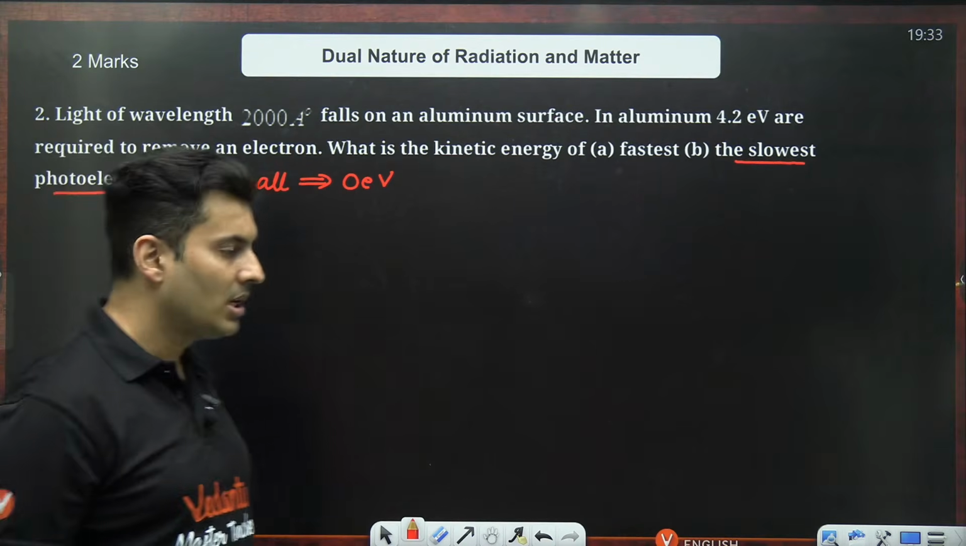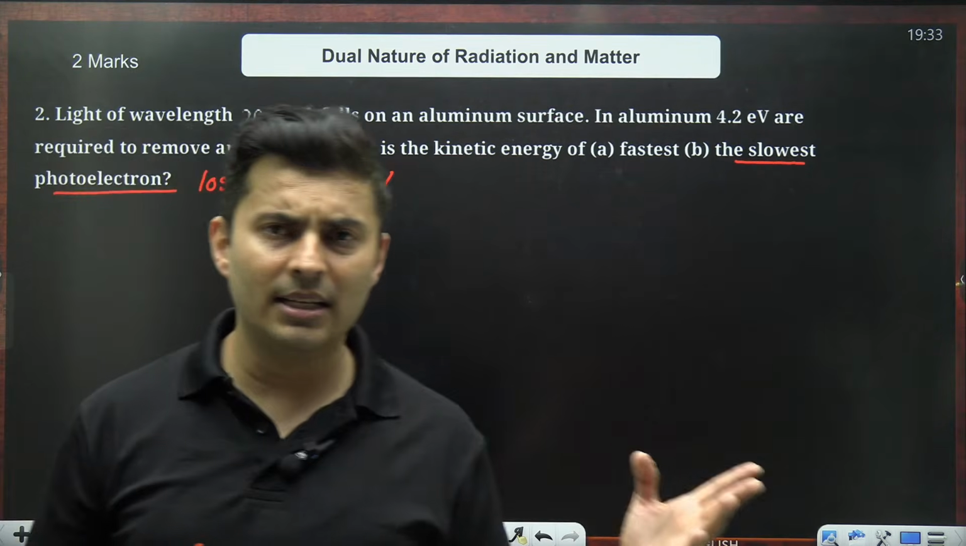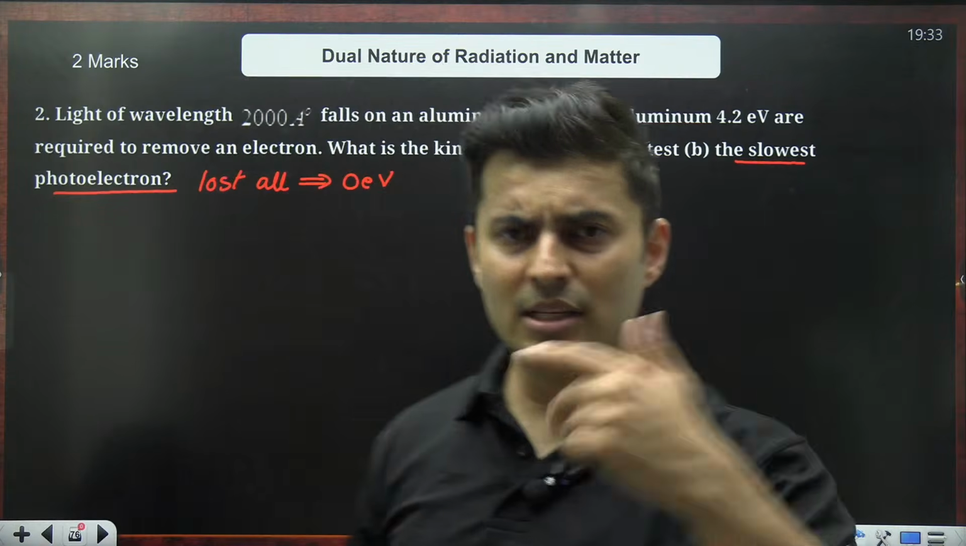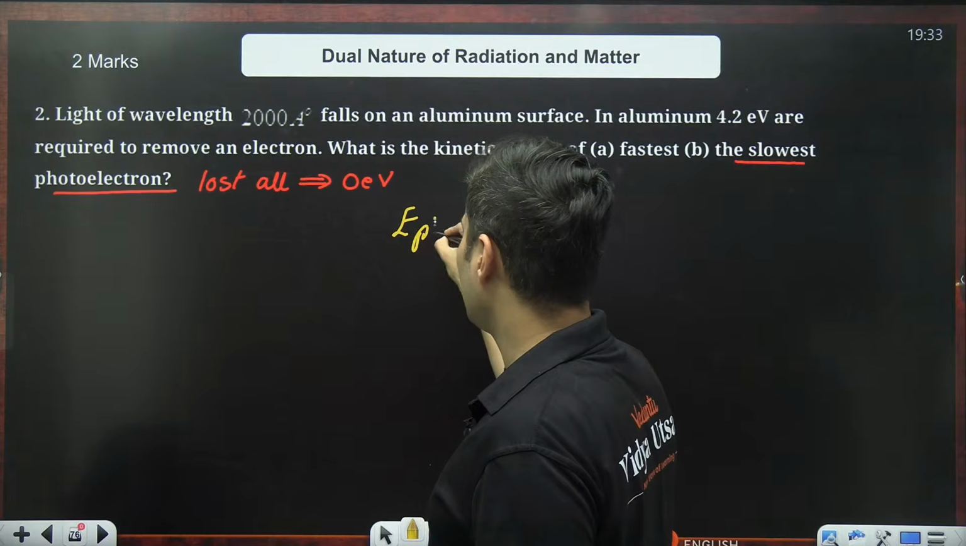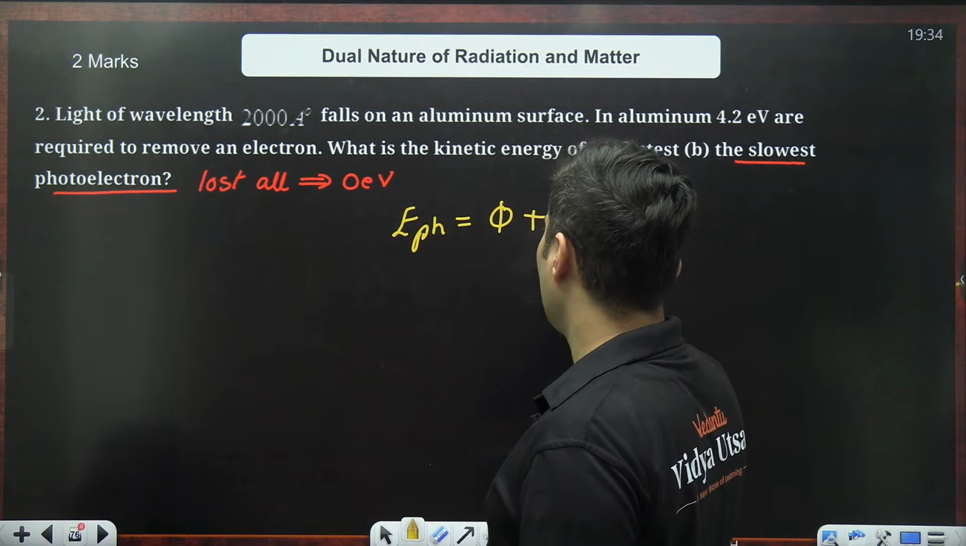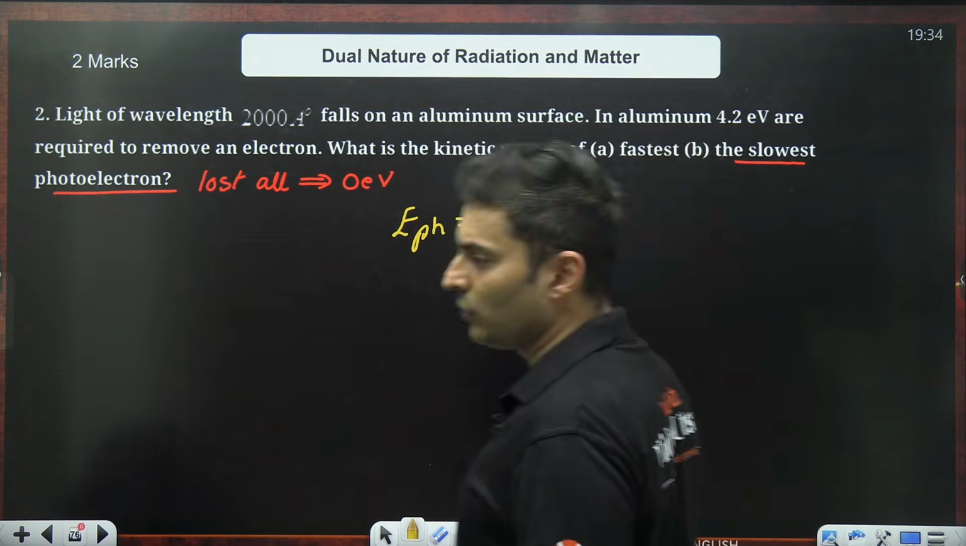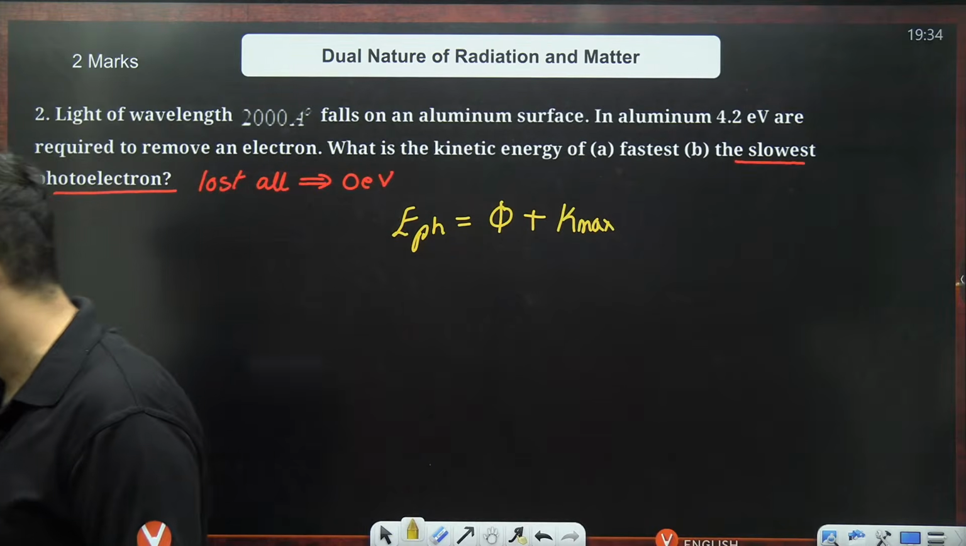That is very obvious. In fact, all the electrons have different energies. Slowest will be 0. Highest you can calculate using Einstein's equation, which says energy of the photon is work function plus maximum kinetic energy of that photoelectron. Keep that in mind.